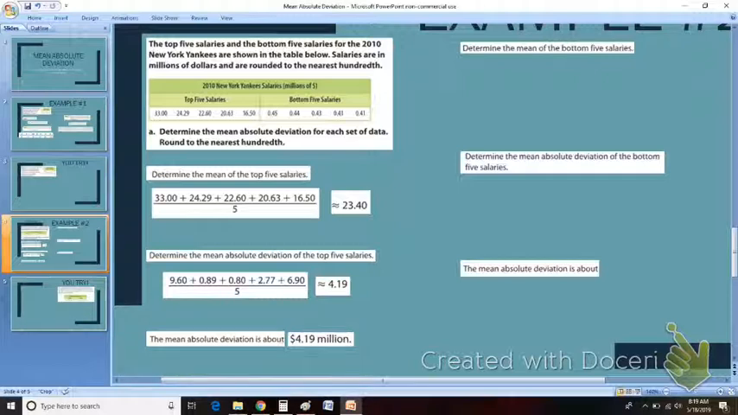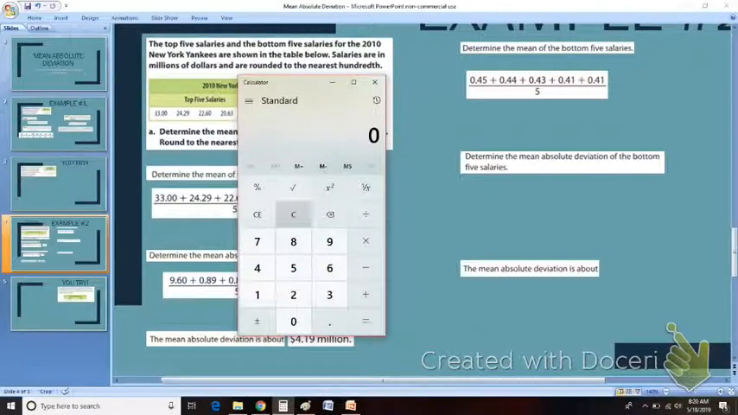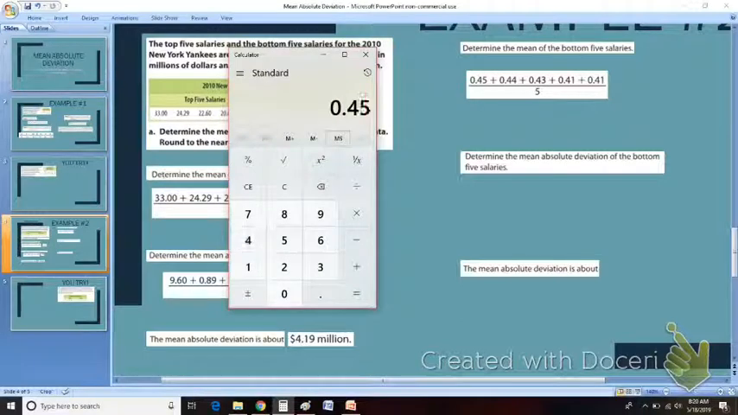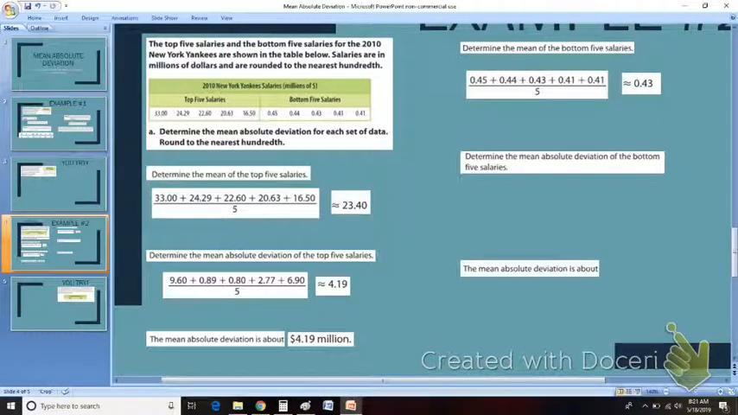So now we've got to determine it for our bottom 5 salaries. So we're going to do the same steps. Okay, we're going to find our average for the bottom 5 salaries. So we have, make sure I did the right one. Yep. Okay, so we have 0.45 plus 0.44, 0.43, 0.41, and 0.41. We have 5 in our data set, so we're going to divide by 5. We get 0.428, rounding again to the hundredth, so we're going to round, our 8 tells the 2 to go up. So we get 0.43.